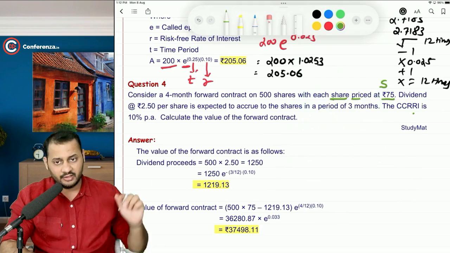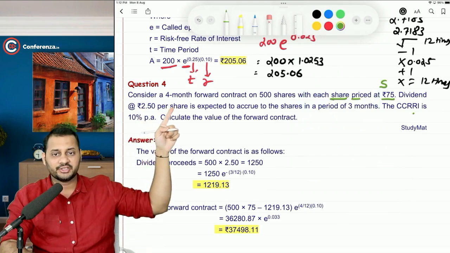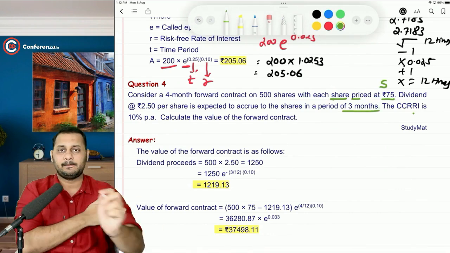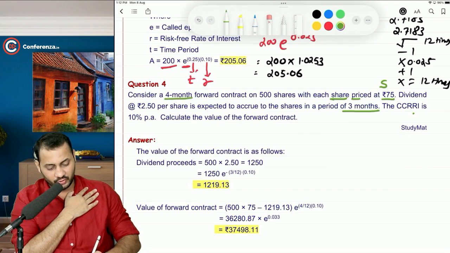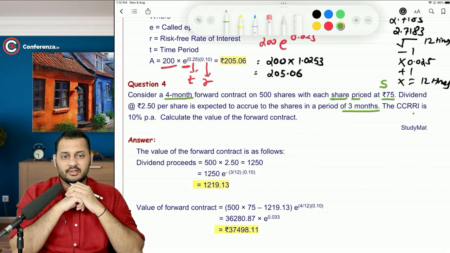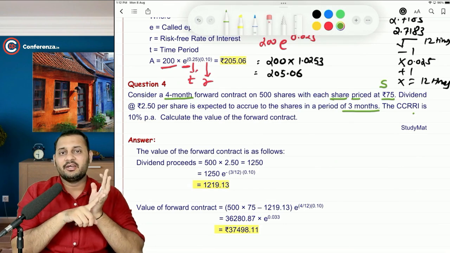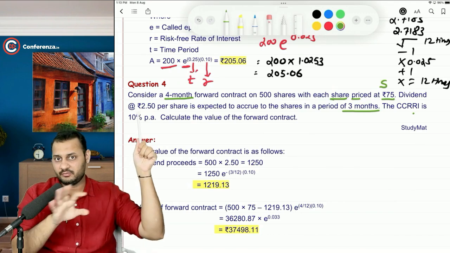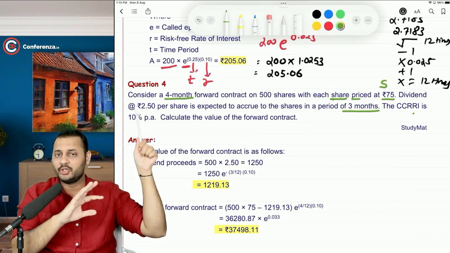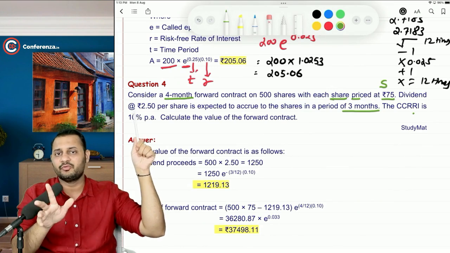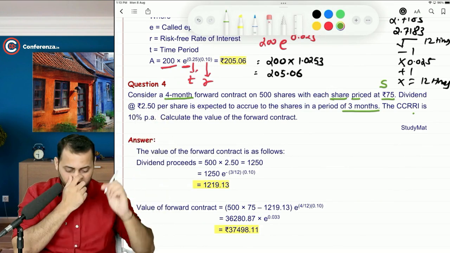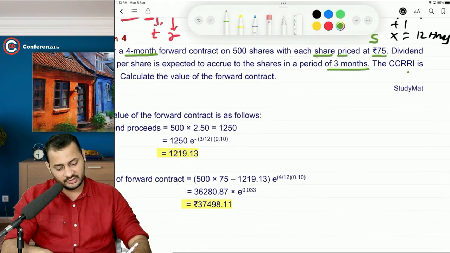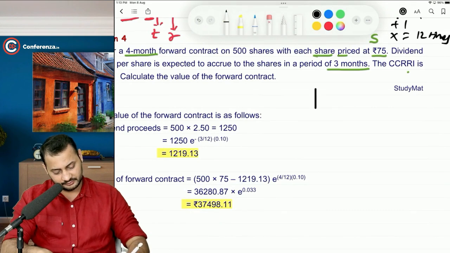Now, a dividend of rupees 2.50 per share is expected to accrue to the share in a period of 3 months. Now, this was a 4 months forward contract. First of all, you are getting a dividend in terms of rupees, not a rate or yield. It's a direct amount. You don't have to convert this amount into a 3-month or a 4-month time. Forget about that. But you are not receiving this dividend at expiry. Understand the logic of the concept.